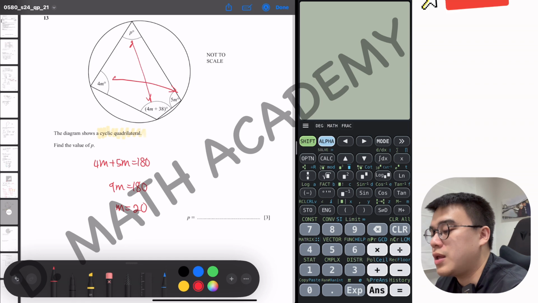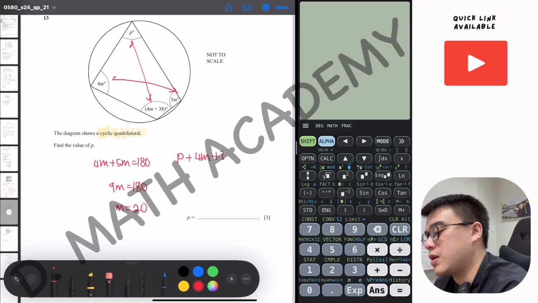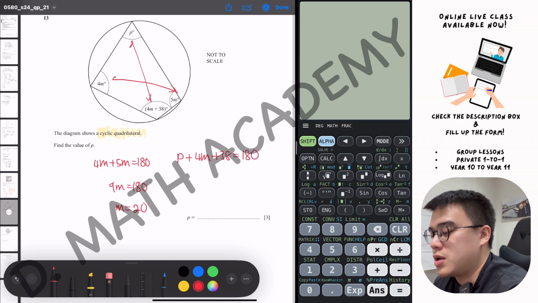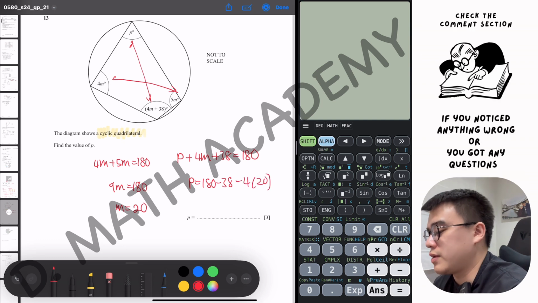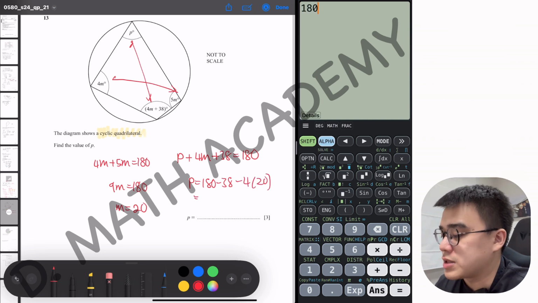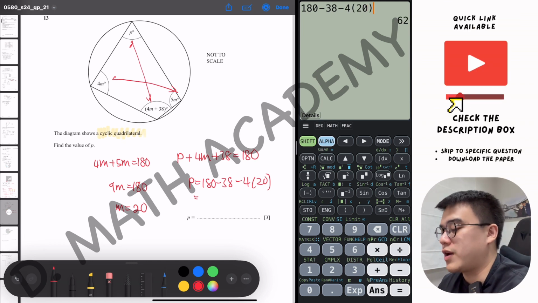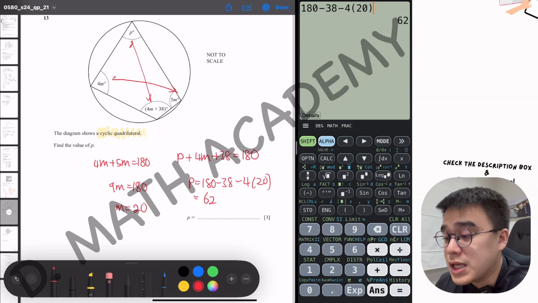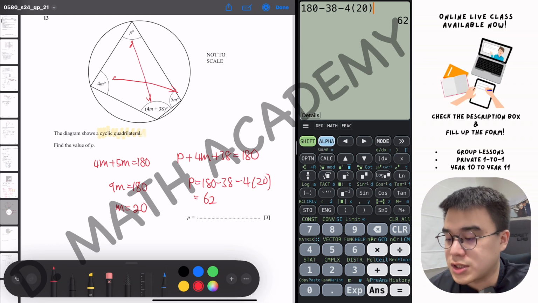And then you have your p plus 4m plus 38 equals 180. So when you make your p the subject, you will get this as your final answer. 180 minus 38 minus 4 times 20, you'll get a final result of 62 degrees. Okay, so that's it for question 13.